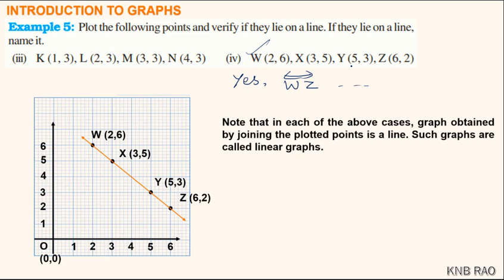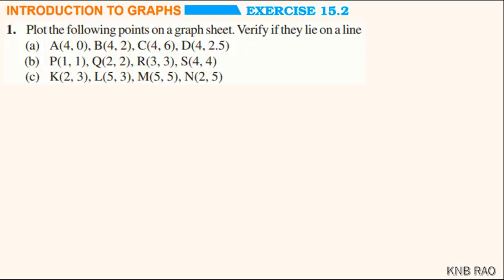Note here that in each of the above cases, the graphs obtained by joining the plotted points are lines. So these points are giving lines. Such graphs are called linear graphs. Okay. Now children, we will get into solving the exercise, questions of 15.2. In 15.2, question number 1 I am giving as homework for you. Why? Because we have already done just now representing these points on a graph sheet and verifying whether they lie on a line or not. So this is your work.